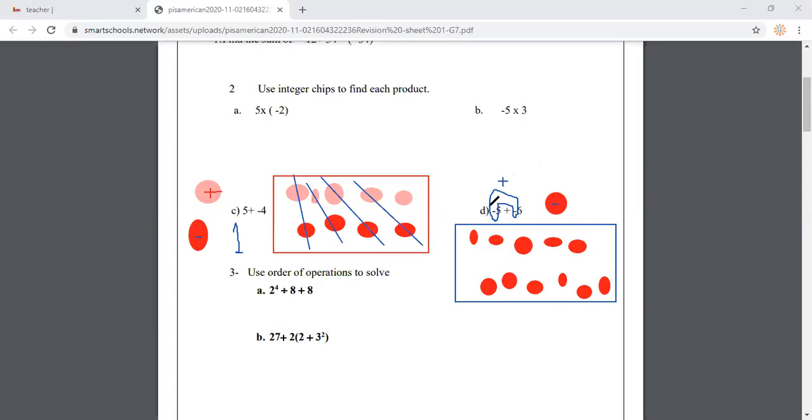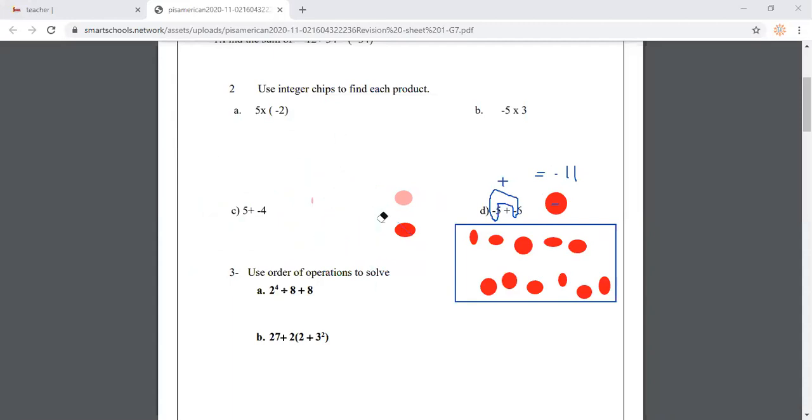Okay, so this is negative and this is negative. So all the circles inside the rectangle have the same sign. So the answer will be equal to how many by the end? The answer is negative 11. Okay. So this is for the first part, if you want to add or subtract, or if we want to multiply by using integer shapes. Any questions so far till this part? Any question? No. Okay.